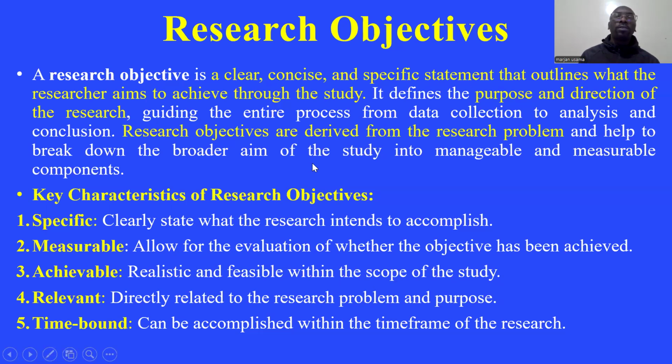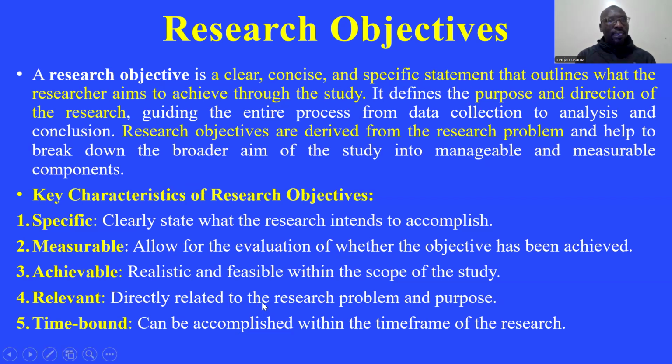So when you are talking about the research objectives, number one, they give us the roadmap. They give us the direction you are going to follow in your research. Now, what are the characteristics? Of course, the characteristics of any objective, they need to be SMART. The S is for specific. So when you are formulating the objective, clearly state what the research intends to accomplish. Measurable: allow for the evaluation of whether the objective has been achieved. So your objective should be measurable. We can easily measure it.